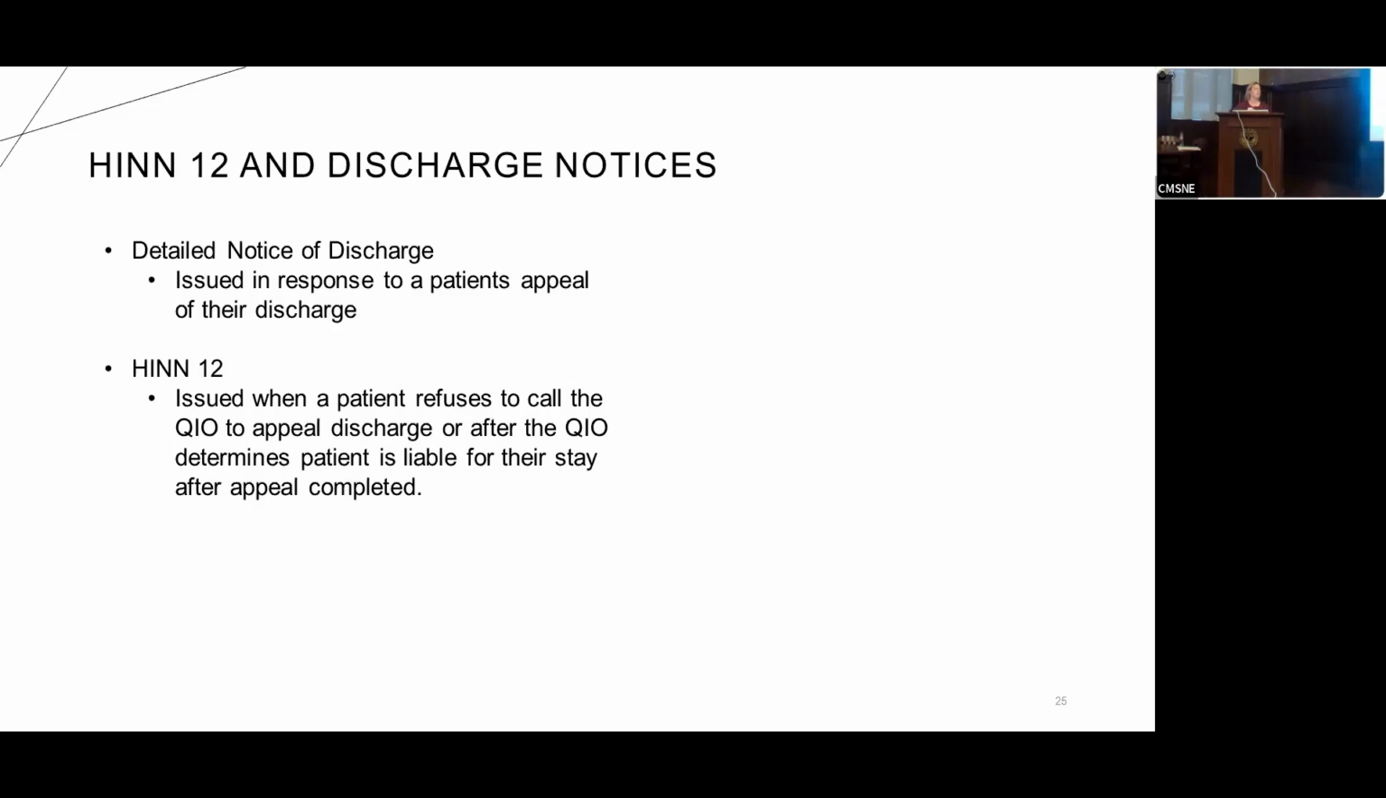If a patient doesn't call within 4 hours, then we can issue them something called a HIN 12. So patients have 4 hours from the time they receive the IM to call in their discharge appeal.